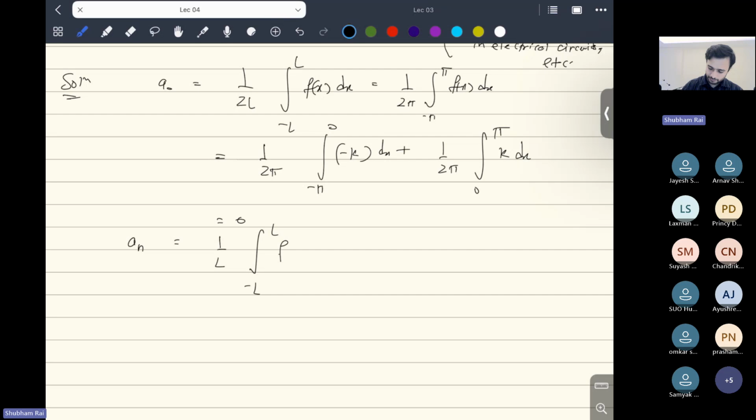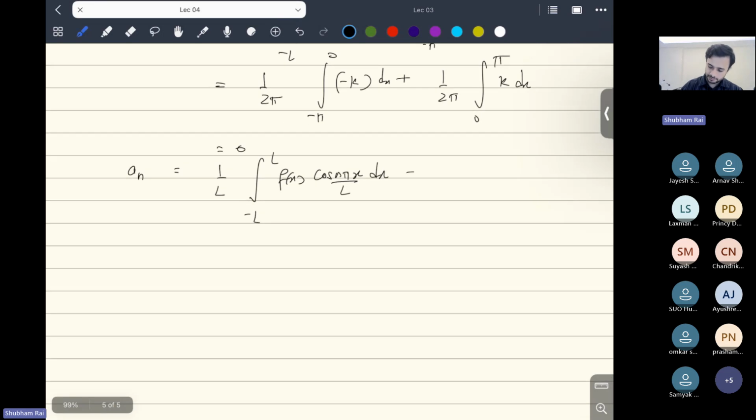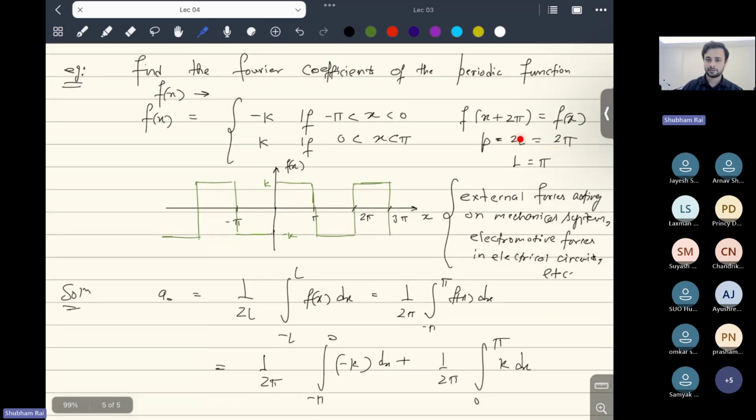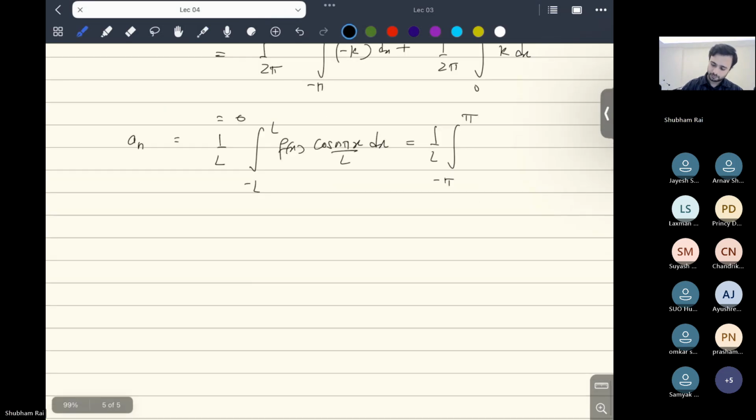Integral from minus L to L of f of x cos n pi x by L dx, right? This was our an, and our L is, yes, please find this an. So L is pi, because here we know that the period is 2 pi and our period in the Fourier series was 2L. So L is pi here. So minus pi to pi, and then we have f of x cosine of. Can someone tell me what will be the value of an?